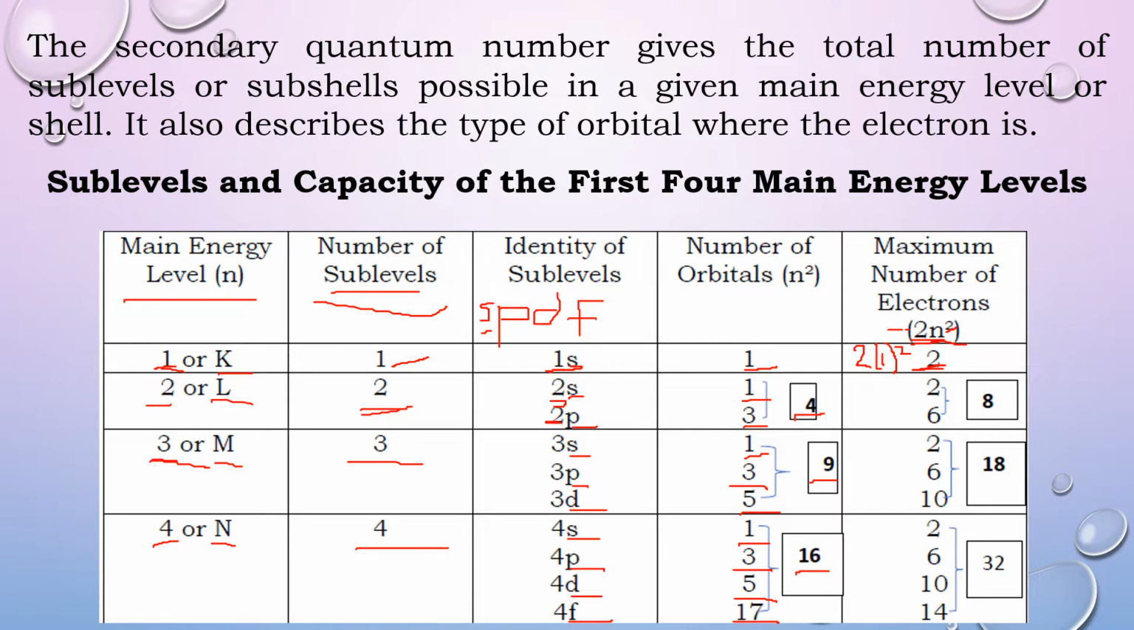For the second energy level, we have 2 times 4, which equals 8. So for the second energy level, the maximum number of electrons that it can hold is only 8. For the third energy level, the maximum number of electrons that it can hold is 18. And for the fourth energy level, it is 32. You will understand this deeper in the next examples.